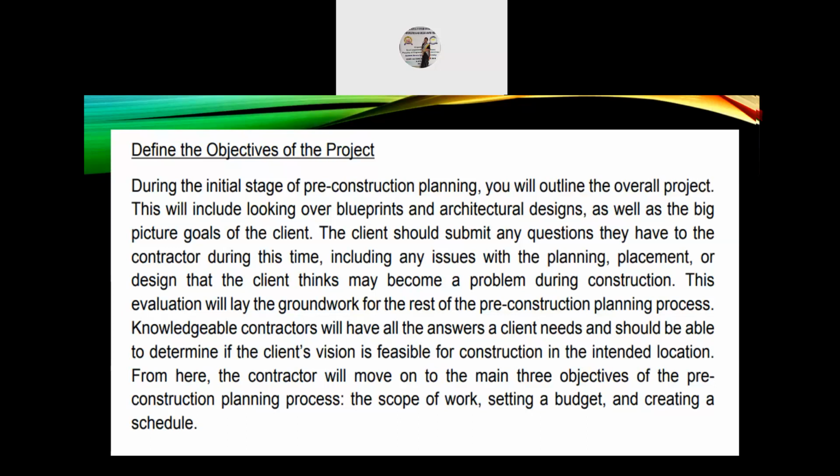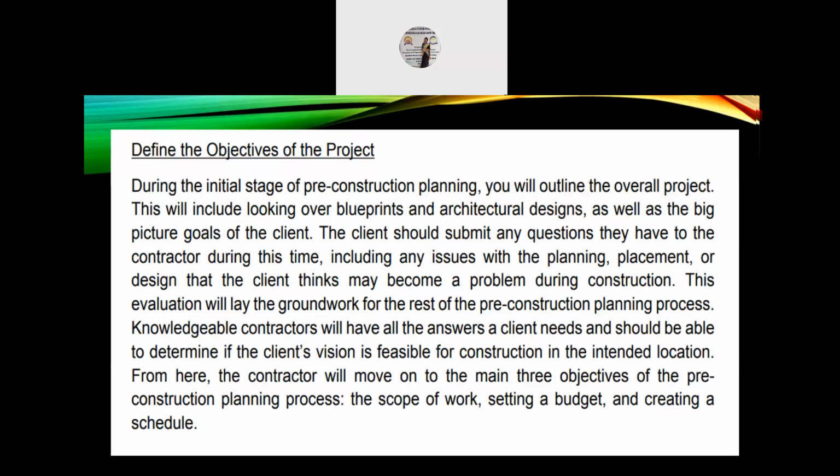Next one, define the objectives of the project. During the initial stage of pre-construction planning, you will outline the overall project. This will include looking over blueprints and architectural designs, as well as the big picture goals of the client. The client should submit any questions they have to the contractor during this time, which may include any issues with the planning, placement or design which the client thinks may become a problem during the construction. This evaluation will lay the groundwork for the rest of the pre-construction planning process.